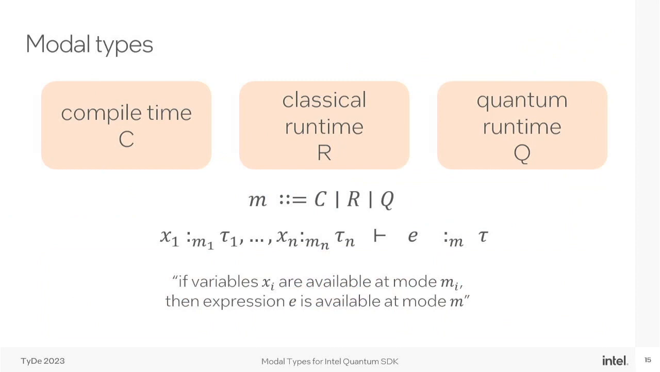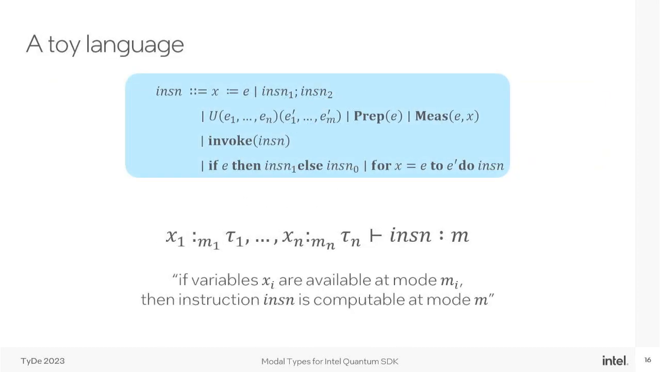So I'll introduce a typing judgment, for now fairly abstract, which says that an expression can be given, is available at mode M, assuming that the variables xi are available at mode M. And to make this more concrete, I'm going to introduce a little toy language of instructions, which has both classical and quantum operations. And the typing judgment, the instructions themselves are all unit typed, but we just say the instruction is computable at mode M.